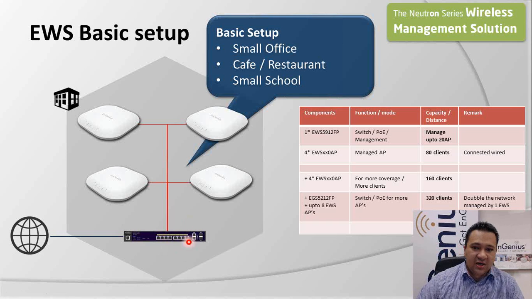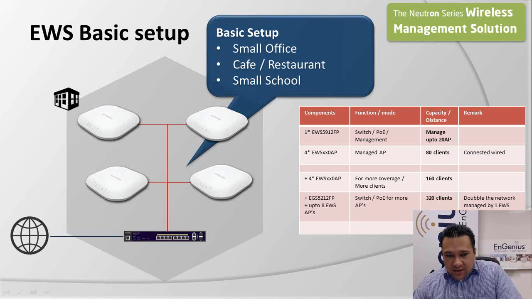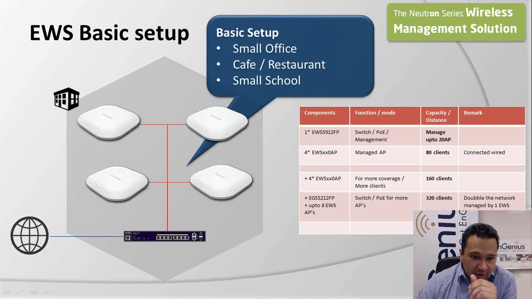In this case, I have a management switch, one piece, and I have four access points wired to the switch. If you use an entry-level switch, I will come to the product lineup later, you can manage up to 20 access points. And in this exact setup, we have four access points, and we will be able to cater something like 80 simultaneous users. I use the number 80 as a realistic workable number.